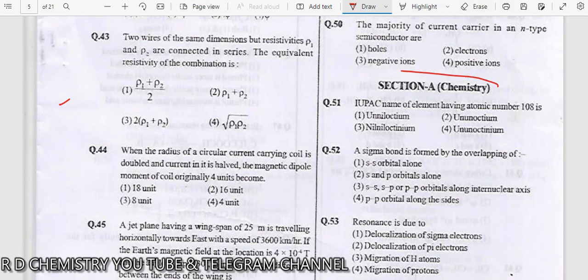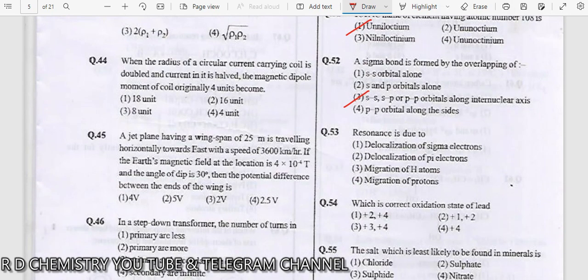Let us see Section A of chemistry. Question number 51 from the periodic table. Answer is option number 1. Question number 52 from chemical bonding. Answer is option number 3. Question number 53 from resonance, some basic concepts and principles in organic chemistry. That is, the third one is the answer here.